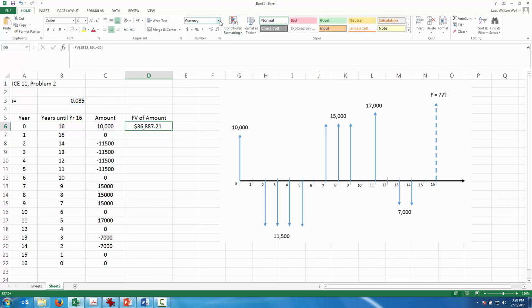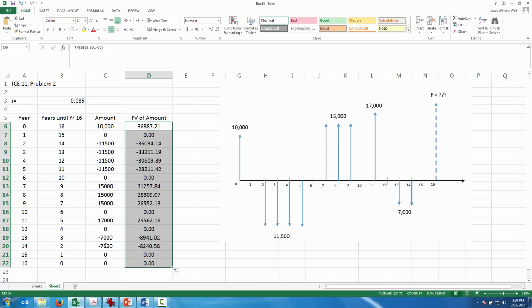If you move that amount into the future, then it's worth 36,000 versus the 10,000 that it's worth today because of the compounding. And when I drag this formula down, it's going to apply the same logic to everything. You'll notice that the 7,000, for example, in year 13 has a greater future value than the 7,000 in year 14. The reason is that it is compounding a greater number of times. The further in the past it's compounding from, the greater effect it will have in the future.